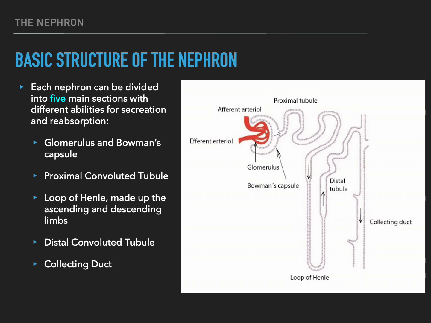Each nephron can be divided into 5 main sections with different abilities for secretion and reabsorption. I'm going to go through all 5 of these structures in more detail, but first wanted you to see how they connect to each other. So going from left to right in this picture, you'll first see the glomerulus and Bowman's capsule, then the proximal convoluted tubule, then the loop of Henle made up of the ascending and descending limbs, the distal convoluted tubule, and then the collecting duct.